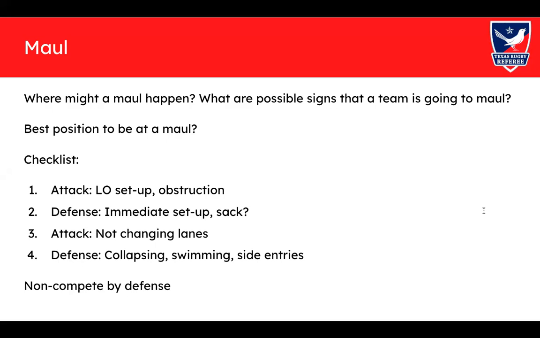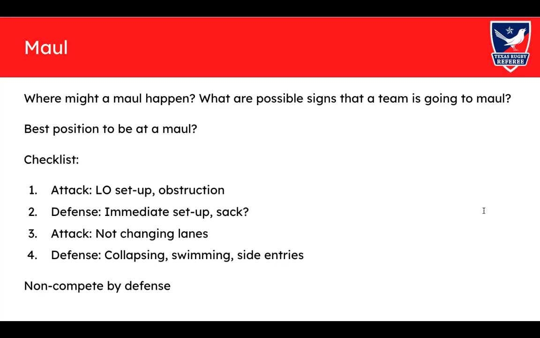I'm going to look at the attack. How are they transferring the ball? Are they moving forward? Or is that when they come out, step out, change lanes? Okay, they're moving the ball back. They've got a good maul set up. I'm going to go back to the defense. And that's where I'm looking at them possibly collapsing, swimming up the side, side entries, what have you.